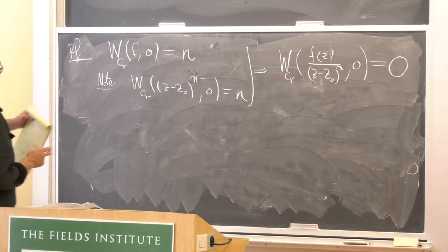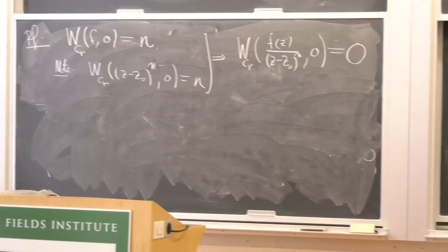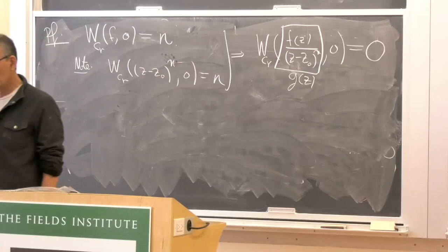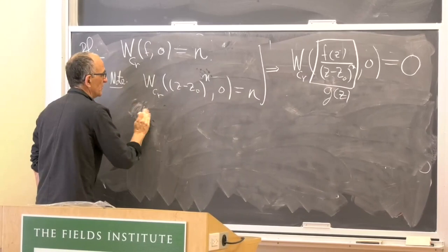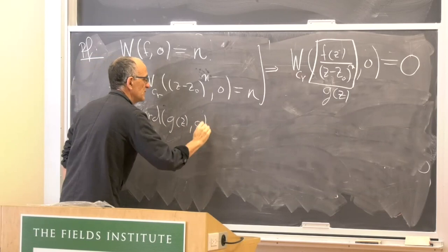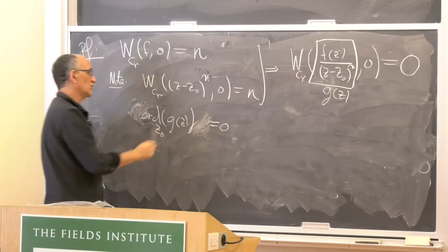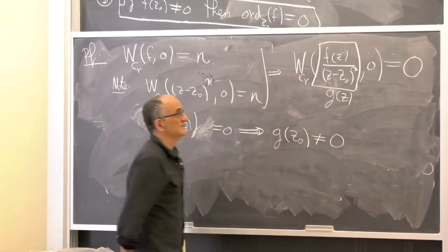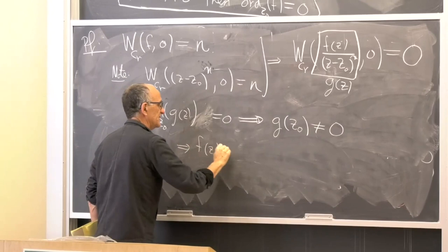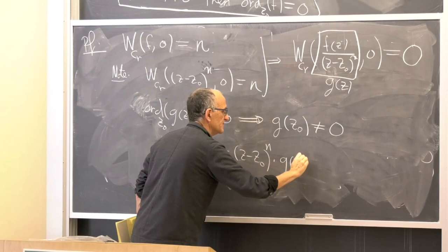All right. But now we have this, and we look at the quotient, call it g of z. The order of g of z at zero is zero, which means that g can be extended to become k differentiable at z zero with non-zero value. Sorry, like this. The order of g of z at z zero is zero implies that g can be extended such that g of z zero is not zero. So here we have f of z equals z minus z zero to the n times g of z, where g of z zero is not zero.